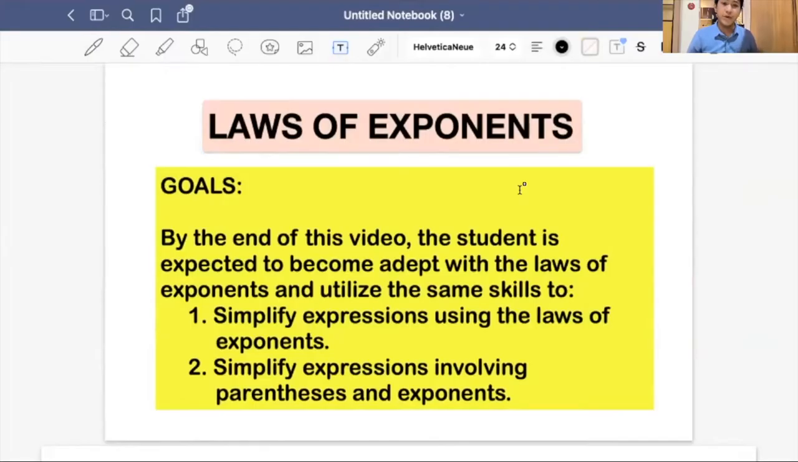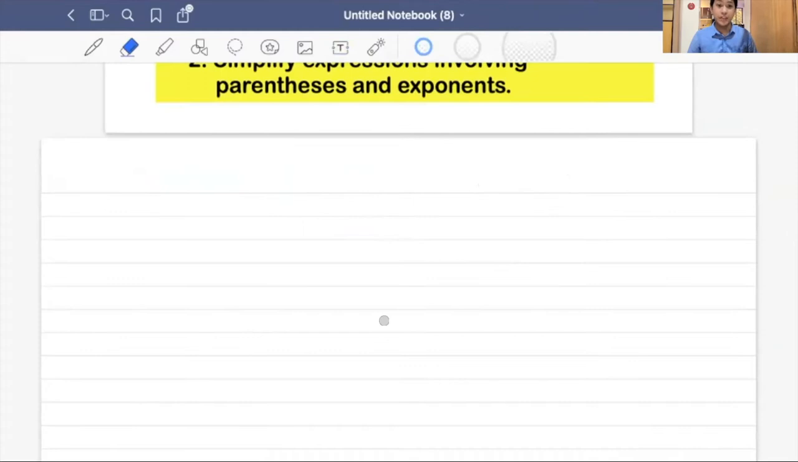By the end of this video, you are expected to become adept with the laws of exponents and utilize the same skills to simplify expressions using the laws of exponents and simplify expressions involving parentheses and exponents. But in this video, we're just going to focus on the product rule, the power of a power rule, and the power of a product rule. So let us start our discussion with exponents.